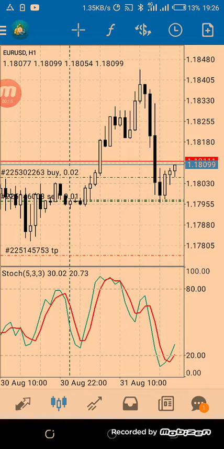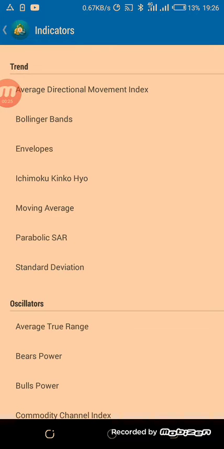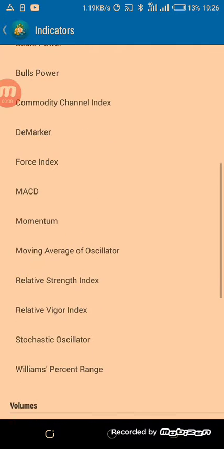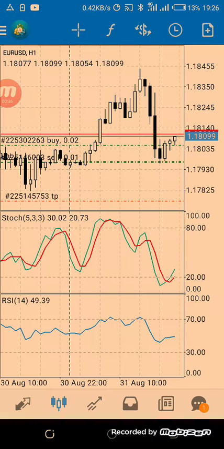So like I said, if you want to add your indicators, click on that point F, then click on main chart, then look for RSI or Relative Strength Index. Just click done. Now can you see the Relative Strength Index is the one down here? Can you see that?